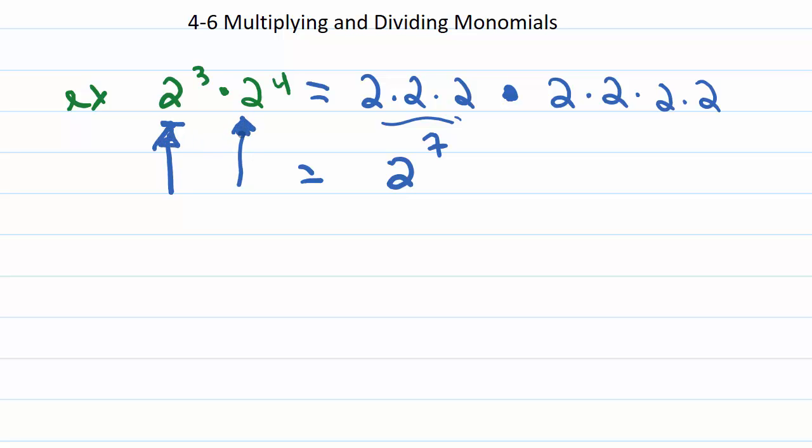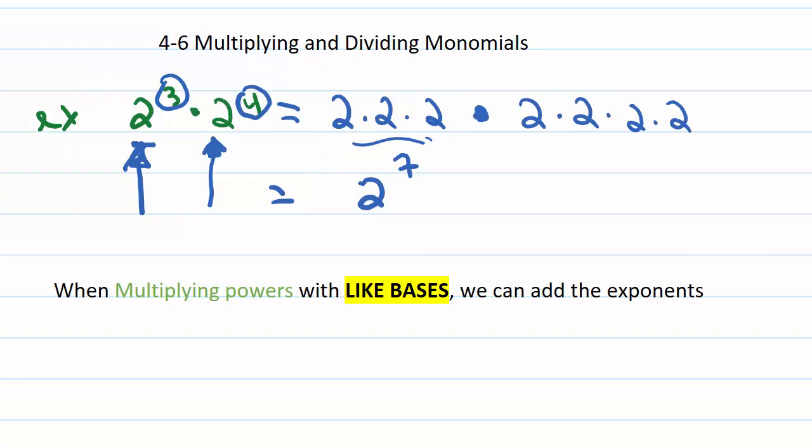The bases are the same. That's what like bases mean. So if I am multiplying like bases, what can I do with the exponents as a quicker way to do this? Well, it looks like we just added the exponents. In fact, there's our rule. When multiplying powers with like bases, we can add the exponents.